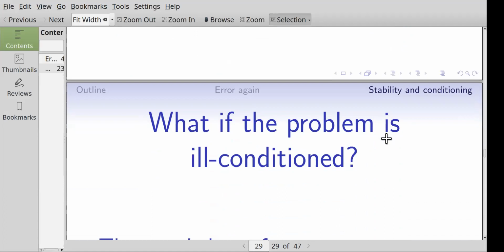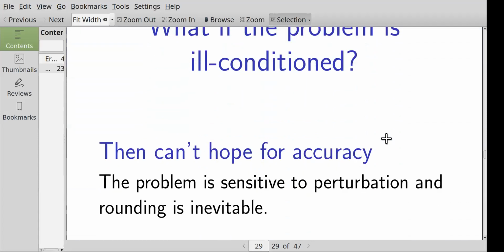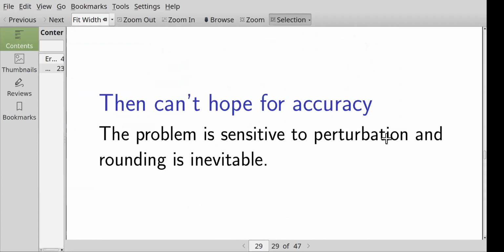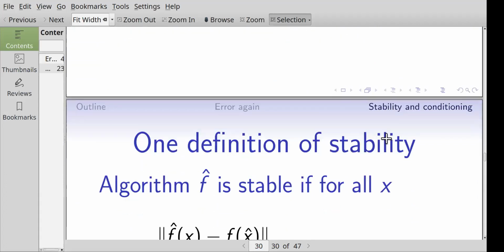What if the problem is ill-conditioned? Remember the condition number. If it's ill-conditioned, then we probably don't hope for accuracy, right? The problem is sensitive to perturbation, and you're going to get some rounding, whatever.